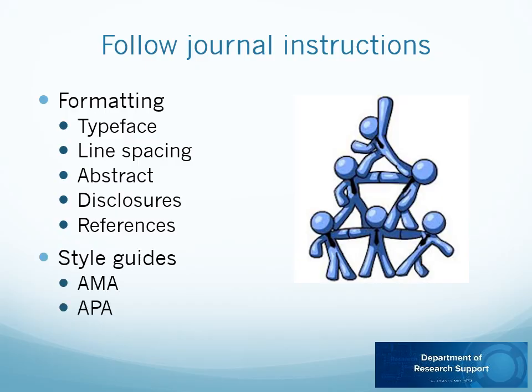Another formatting requirement to be aware of is which style manual the journal uses for overall formatting, wording, and structure. Most medical and health sciences journals follow American Medical Association or AMA style, or they follow American Psychological Association or APA style. If a journal states they follow ICMJE, which, if you remember from a previous slide, stands for the International Committee of Medical Journal Editors, then that means the journal follows AMA style.